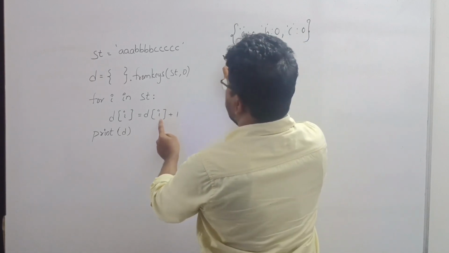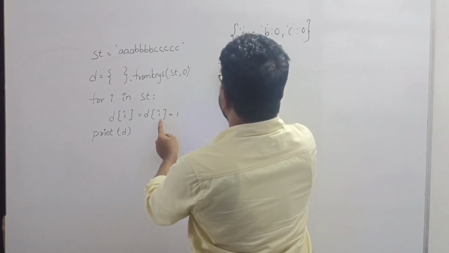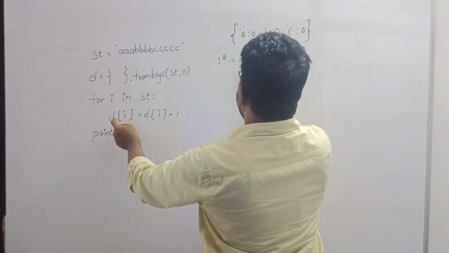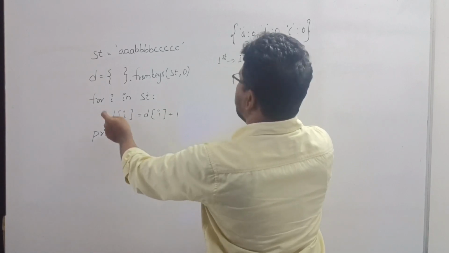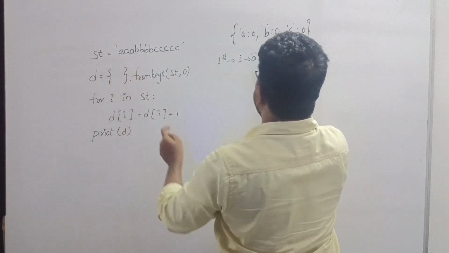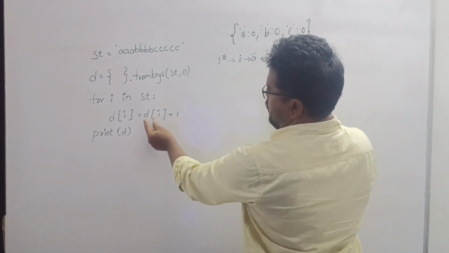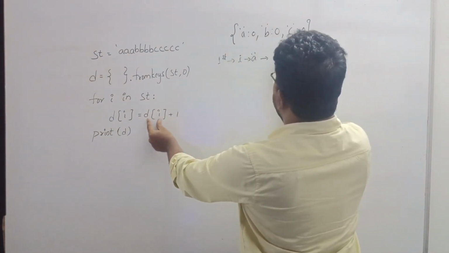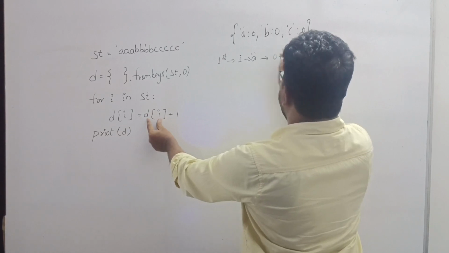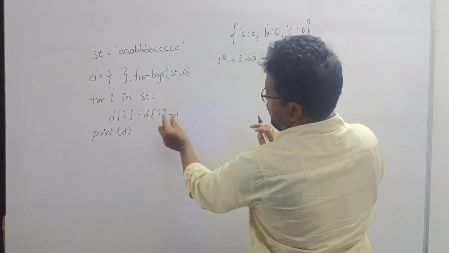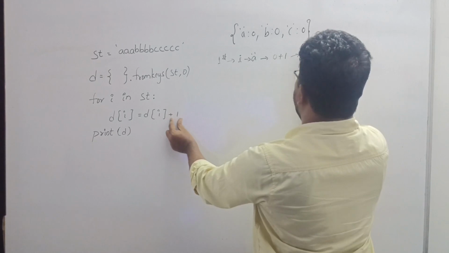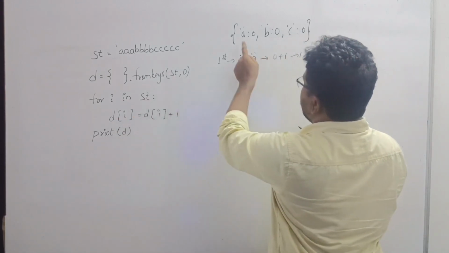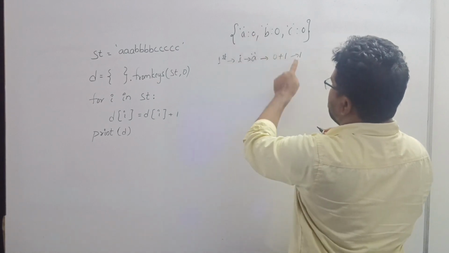So this is the first iteration. What is the i value here? The i value is the first A. So for that A, D of A, what is the value already? 0. So now 0 plus 1 is 1. That 1 is assigned to D of A, meaning wherever A is there, that value is updated by this 1.